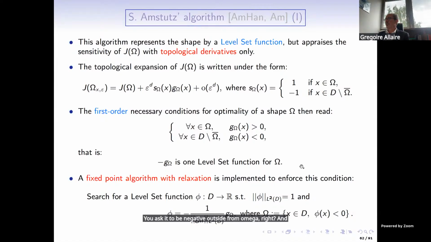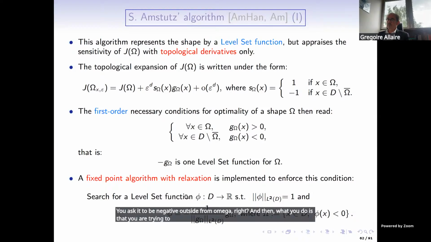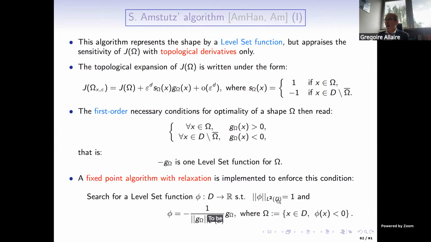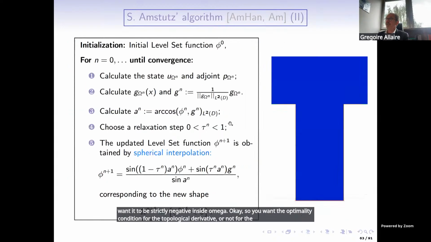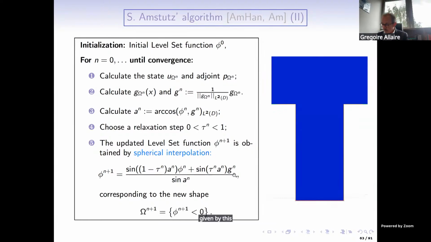And then what you do is that you are trying to find a level set function that you normalize to be of L2 norm equal to 1, which is proportional to g of omega, and you want it to be strictly negative inside omega. Okay, so you want the optimality condition for the topological derivative and not for the shape derivative to be satisfied. So he has proposed a level set algorithm, which is different because there is no advection. It's more a fixed point. So you update the level set function in terms of the shape derivative, which is given by this gn. So it's a different kind of algorithm based on a different kind of shape derivative.